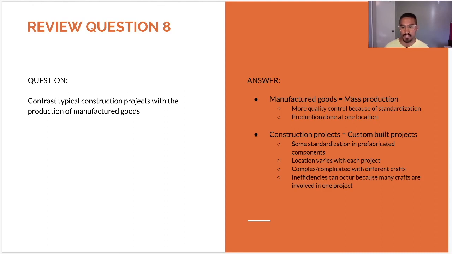However, construction projects are custom-built, which means there's some standardization, like prefabricated components, like tiles, certain stone veneers, and other components. It's also different from manufacturing in that the location changes with every project. It's complex and complicated, with different crafts being involved. On any given construction project, there can be up to 10 to 15 different crafts involved, for example, contractors, subcontractors, masons, engineers, architects, landscape architects, and surveyors. Inefficiencies are also very common because, since there are so many crafts involved, naturally there will be human error.